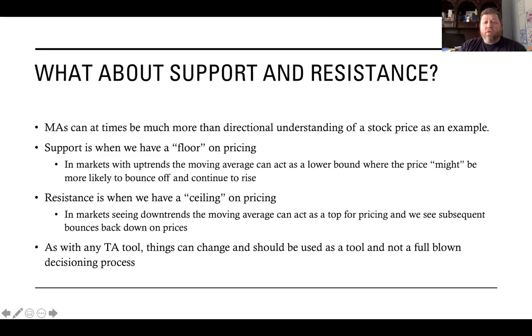So let's talk about support and resistance. And I'm just going to move my little picture here because it's blocking my view. Oops, sorry about that. Oh my gosh, guys, I'm sorry about that.